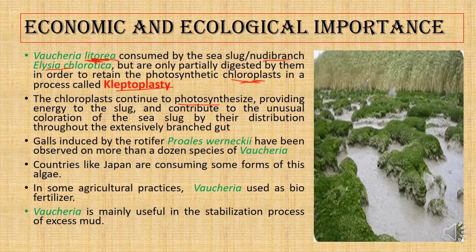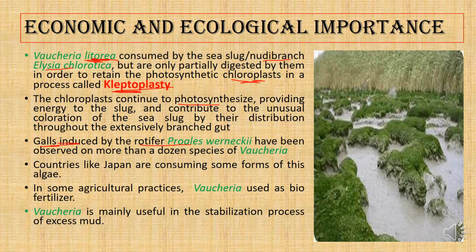This phenomenon of consuming the Vaucheria and digesting all other parts except the chloroplast, which continues to photosynthesize and provide food, is called kleptoplasty. It is a characteristic interaction found only between Vaucheria and nudibranch. Also, another species, the rotifer Proales, is found to consume Vaucheria and store the Vaucheria as a whole in gall-like structures.